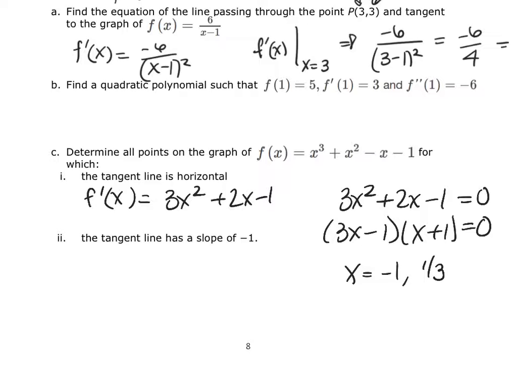So the question was, how do I know it's a turning point and not a hole? That's because it's a polynomial, so it has no restrictions on the domain, so there are no holes in it. So how do you think I'm going to do the second part? Find the tangent line that has a slope of -1. I'm going to set the derivative equal to -1. So 3x squared plus 2x minus 1 is equal to -1.